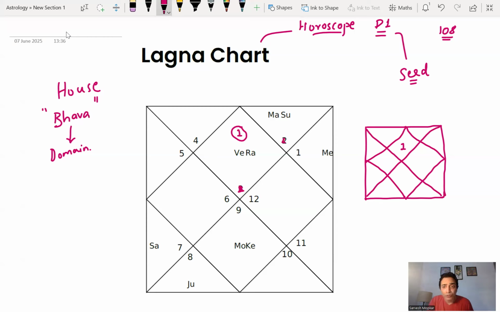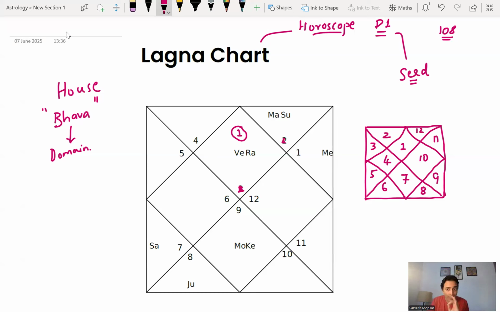All right. So first house, and you have to approach this kundali, this chart, anti-clockwise, from left to right. So the first house, then this is the second house, the third house, the fourth house, the fifth house, the sixth house, the seventh house, the eighth house, ninth house, 10th house, 11th house, and finally the 12th house. So we have 12 houses.